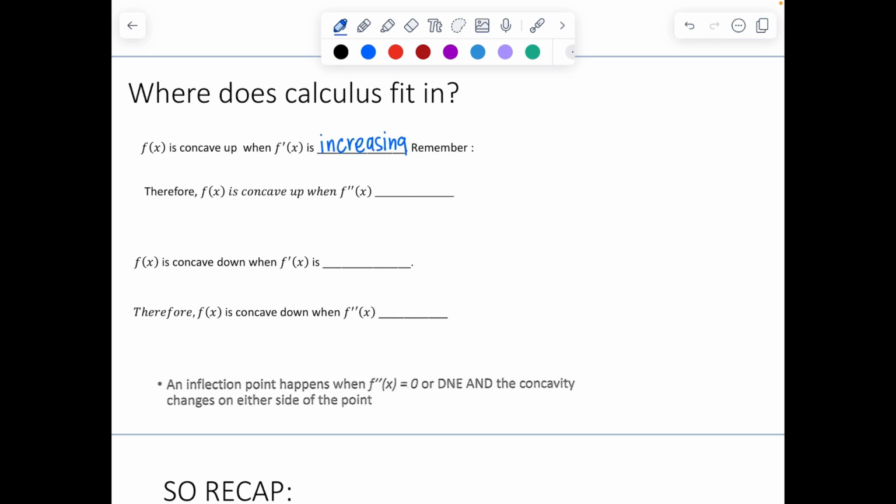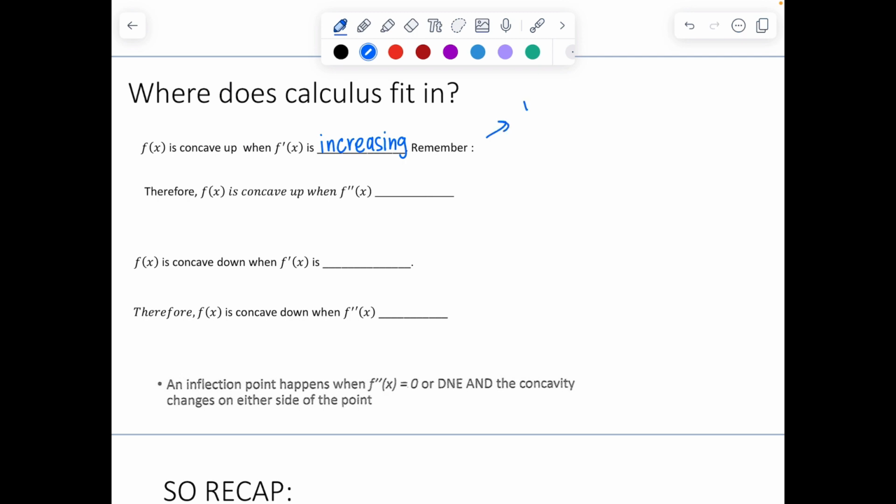So f of x is concave up when the derivative is increasing. I clipped here because I was getting confused for a second, but going back over this: f of x is concave up when f prime of x is increasing. So that is a new fact. But let's remember one thing that we've learned earlier this week.